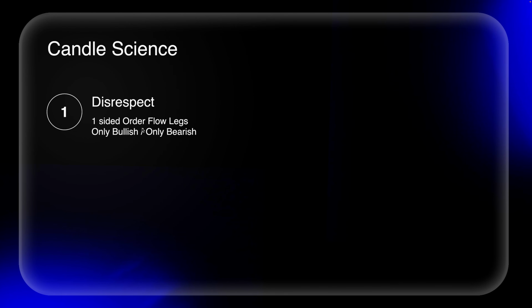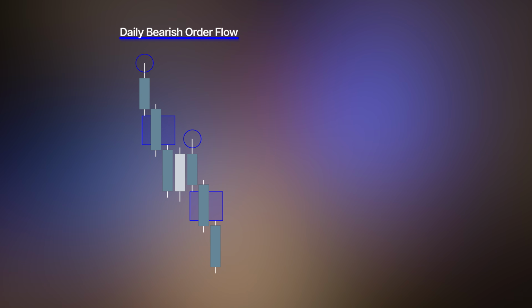So one-sided order flow lags, only bullish or only bearish order flow lags. So only going higher or only going lower. One-sided order flow lags on a daily time frame, for example, creates a weekly or a monthly disrespect candle.